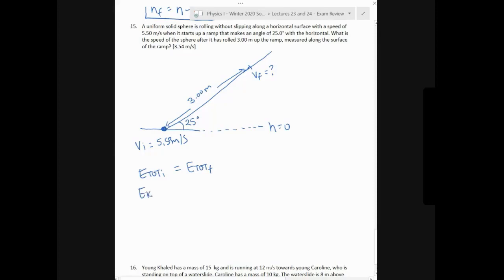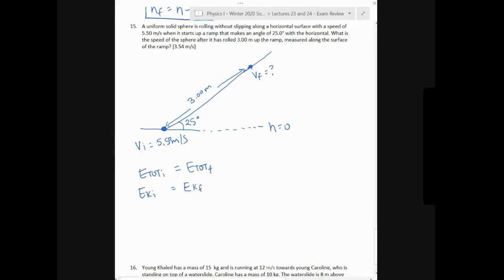Yeah, good. So EK initial equals, at the top when we're at this height here, what kind of energy do we have? Gravitational potential energy. Good, because we do have a height now. Do we have any other kind of energy? No. So the question says, what is the speed of the sphere after it's traveled 3 meters up the ramp? So we're looking for the speed. So what kind of energy does it have if it has a speed? Kinetic. Yeah, good. So it does have EK final.